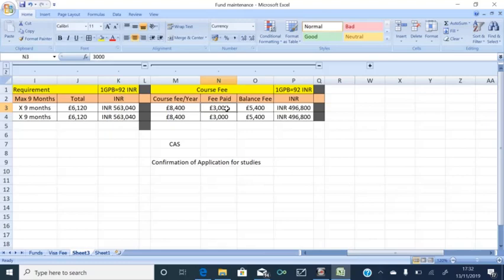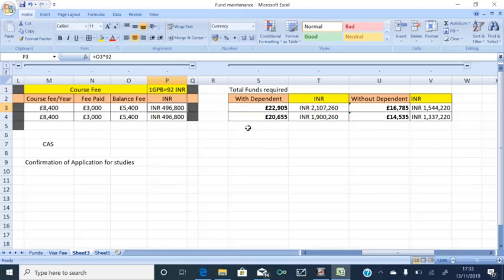So you make your partial payment as well. For example, if you make £3,000 as a partial payment towards your fees, then your balance would be £5,400. So you have to only show and maintain £5,400 because you already made a partial payment. Once you make the partial payment, you get the CAS, which stands for the Confirmation of Acceptance for Studies. This is the formal document you have to attach with your application and submit it to the embassy, to get your visa. So the total fees you're left with is 4,96,000 rupees.